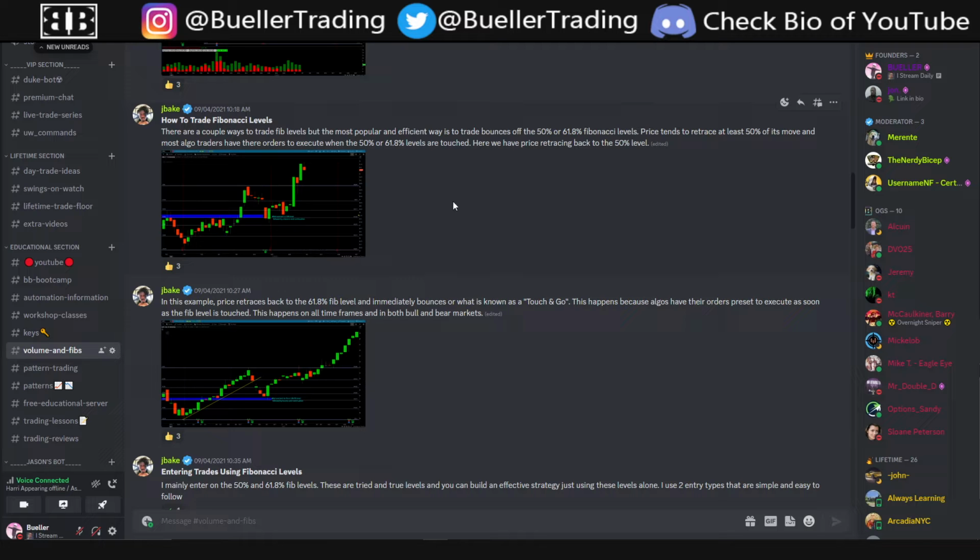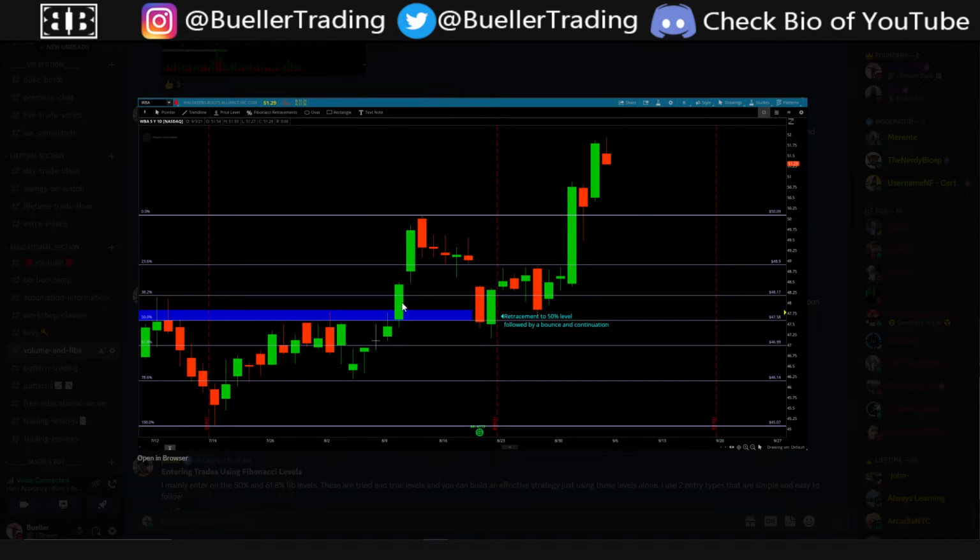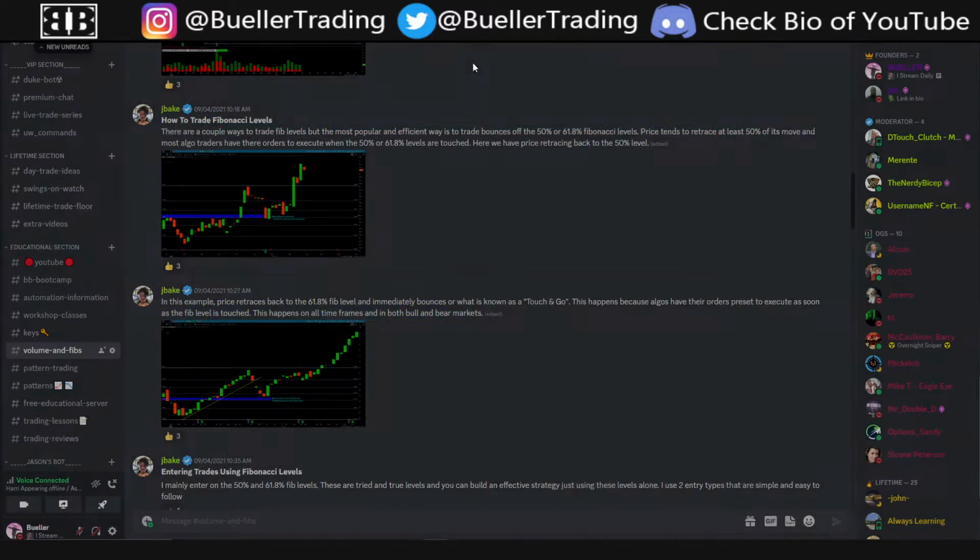Here we have price retracing back to the 50% level. You can see it had the breakout, came back down. Oh, no, I'm sorry, he's pushing from here. Then had the 50% and then pushed all the way back up. So he's going from bottom of his chart to top.